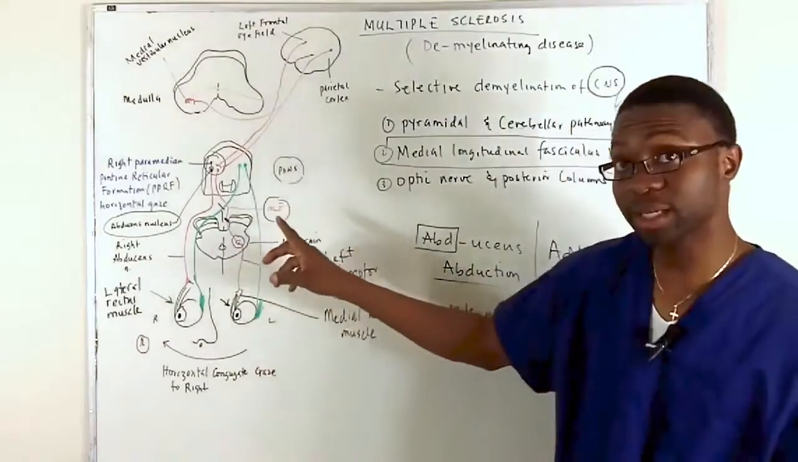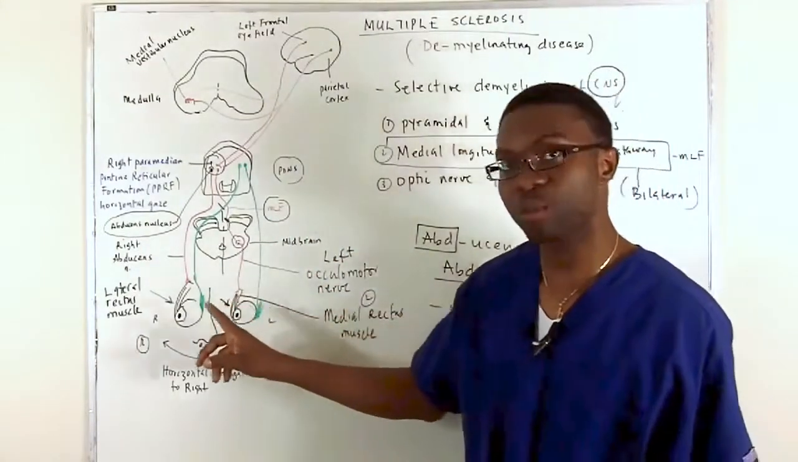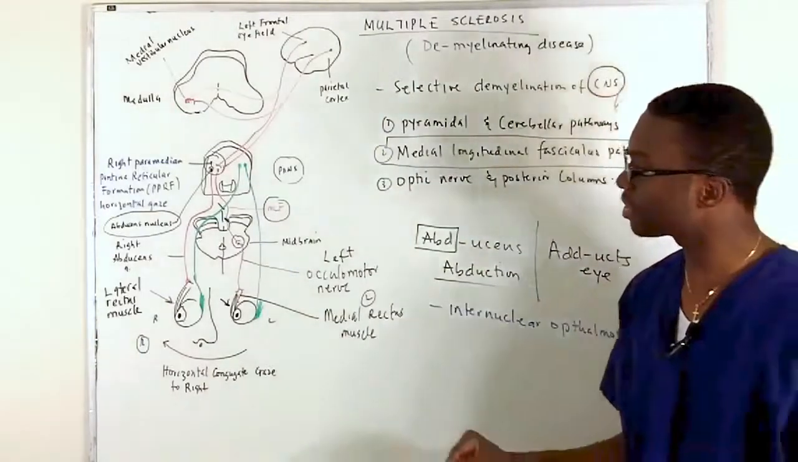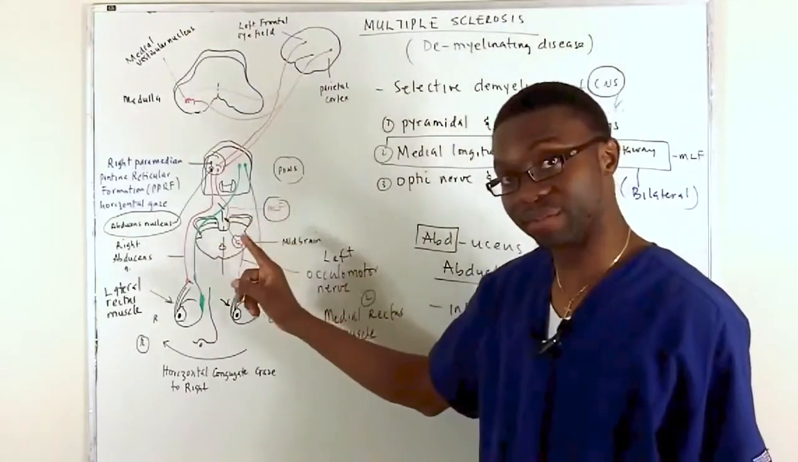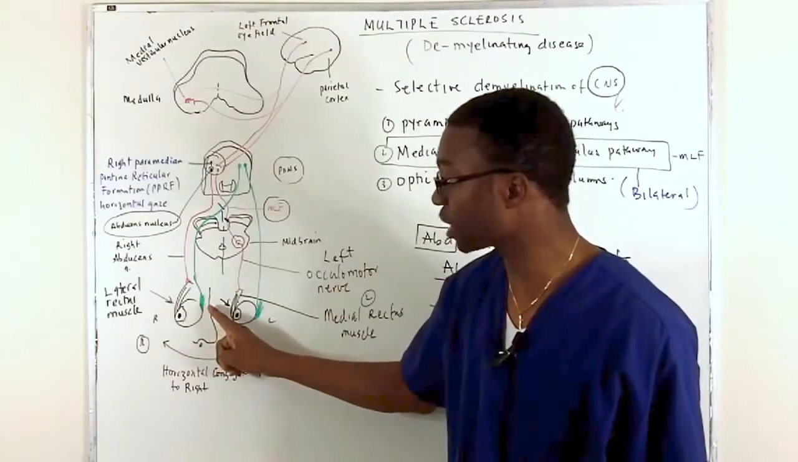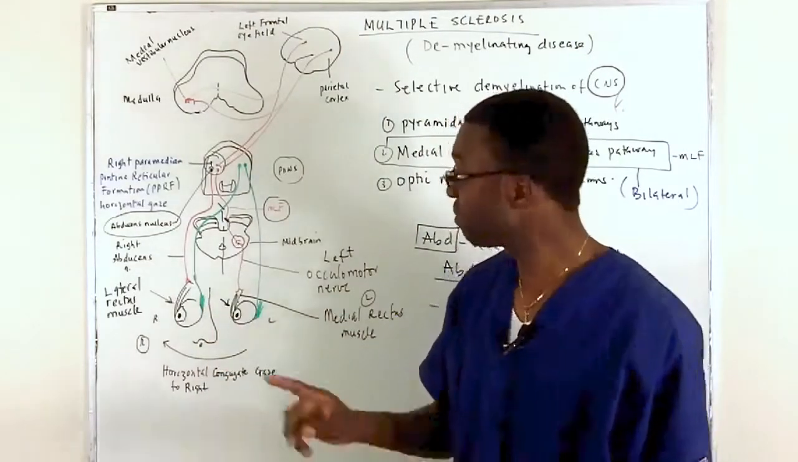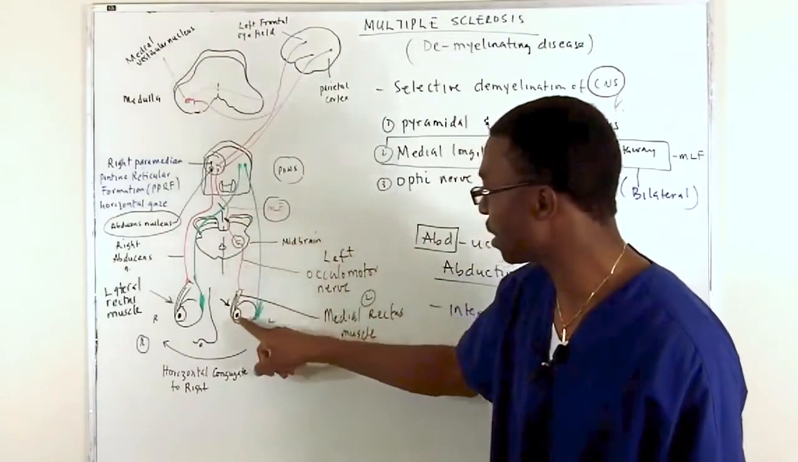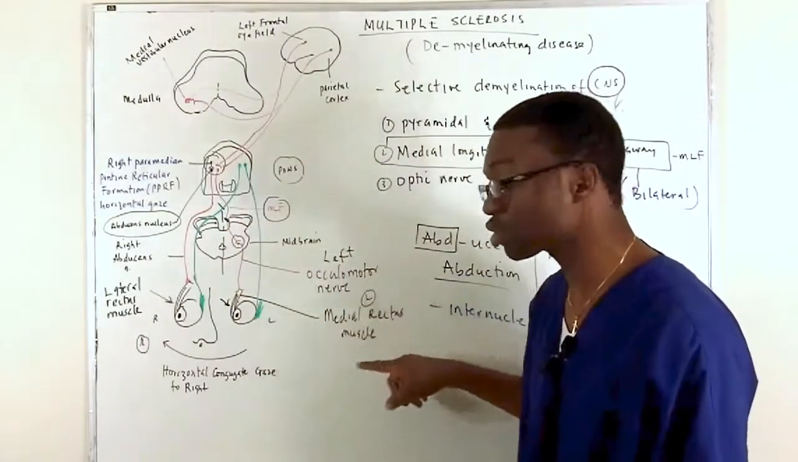Now, let's take a look and explain this. What does internuclear ophthalmoplegia mean? It simply means when I damage both MLF. The patients now will have a problem with what? Adducting. Because remember, let's look at MLF again. MLF goes all the way to the medial rectus muscles.